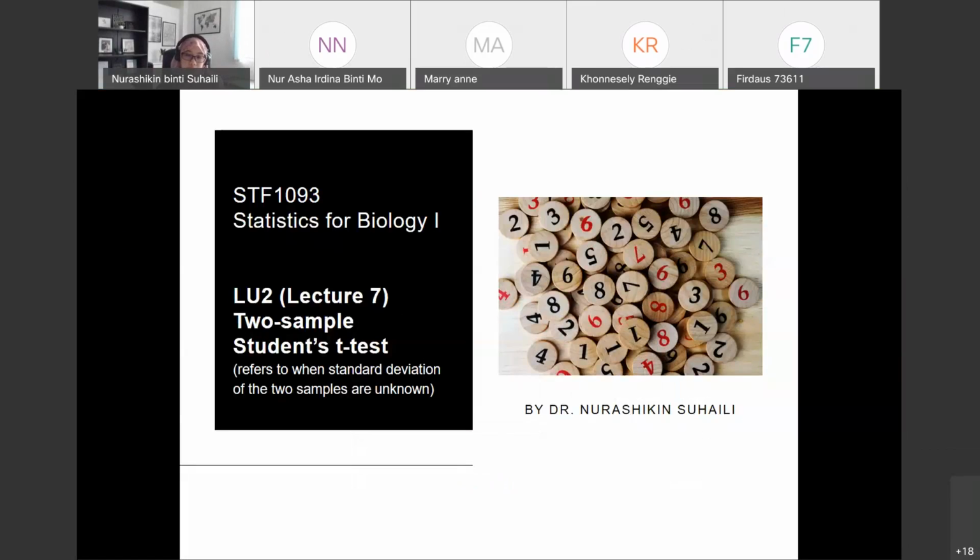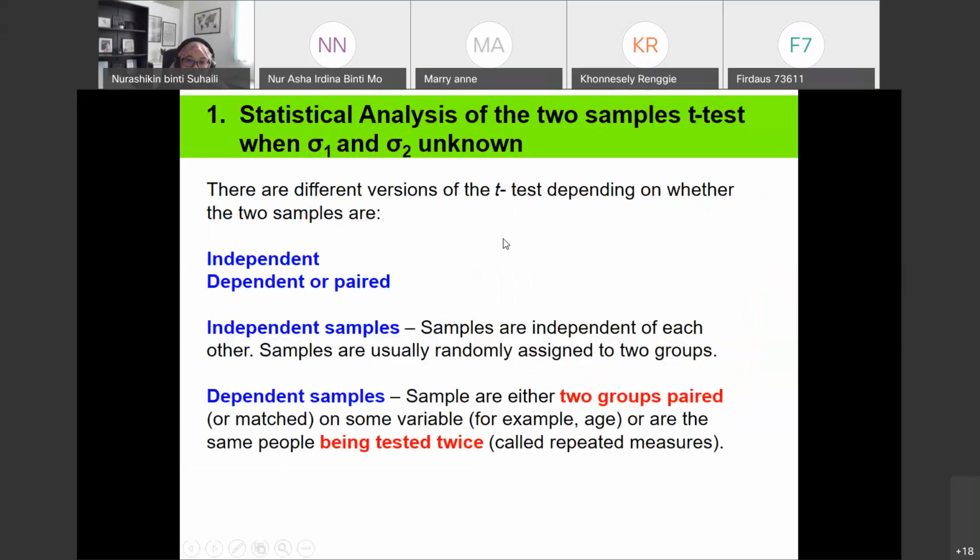From the previous topic. So that's why it says two sample t-test, because we have to use the t distribution. Here is when the standard deviations are unknown. So there are two types of samples. Both are two samples, but the type of the samples is different. The first case is when the samples are independent.